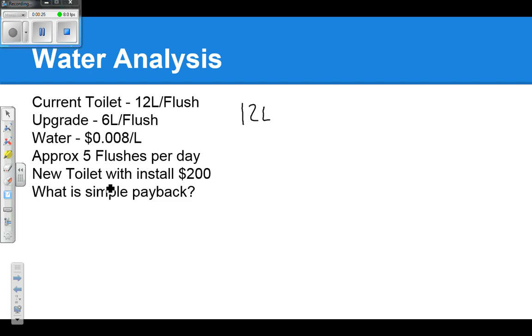We're looking at our current toilet, which has 12 liters per flush. We're going to upgrade to a 6 liter per flush. Water costs $0.008 per liter, approximately 5 flushes per day. The new toilet is pretty cheap at $200 with the install, maybe a bit more than that, but it'll work for today. And what is the simple payback?